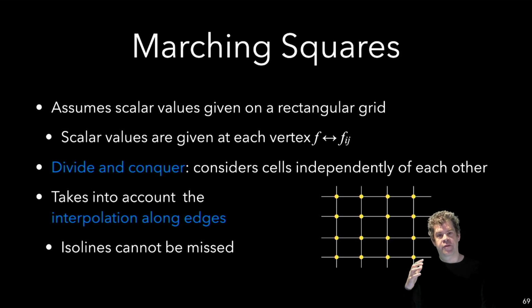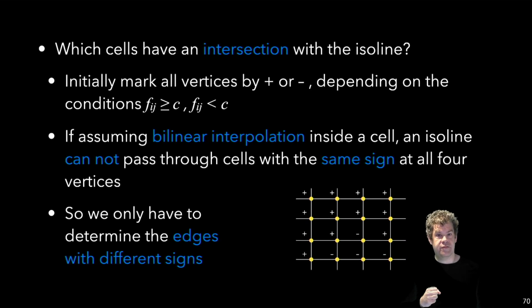The first thing we do is process this field, as I said, cell by cell, and each of the data points that form such a cell are characterized by whether they are above, equal, or below the given iso value.